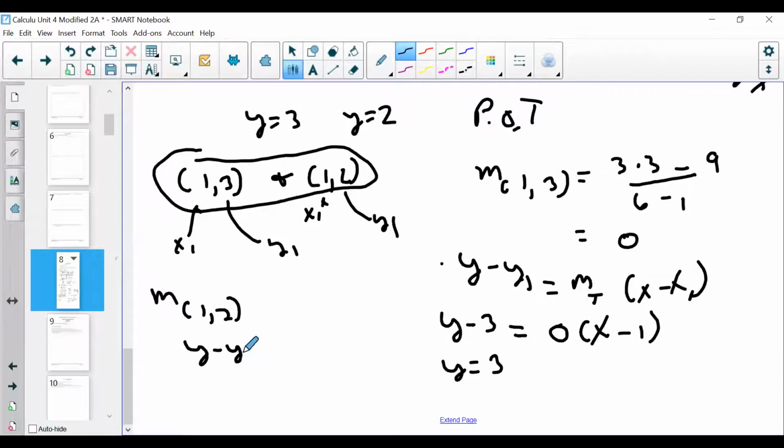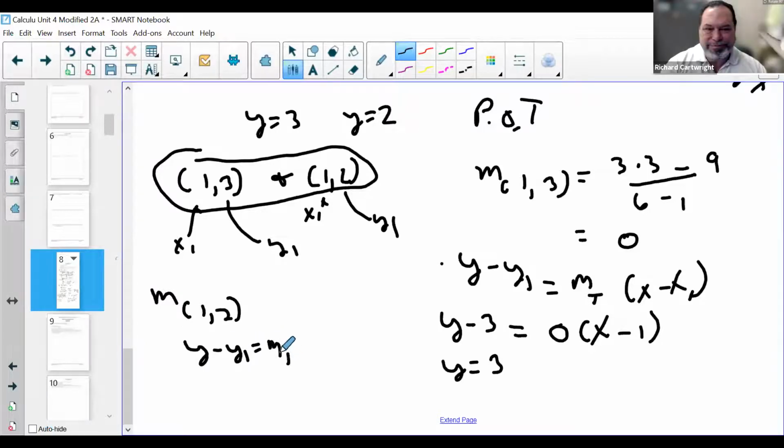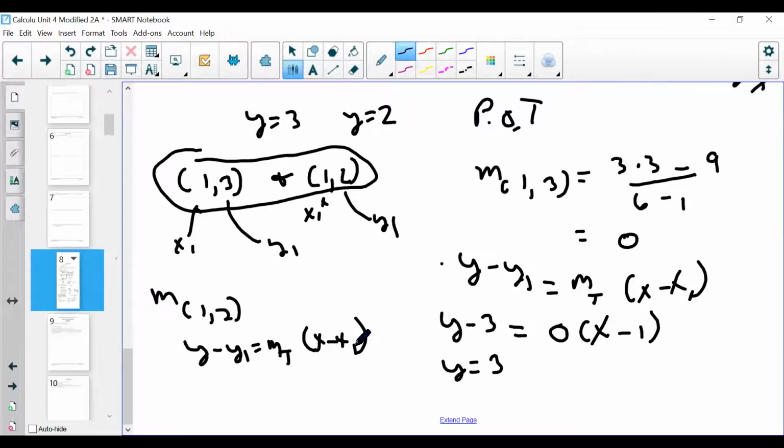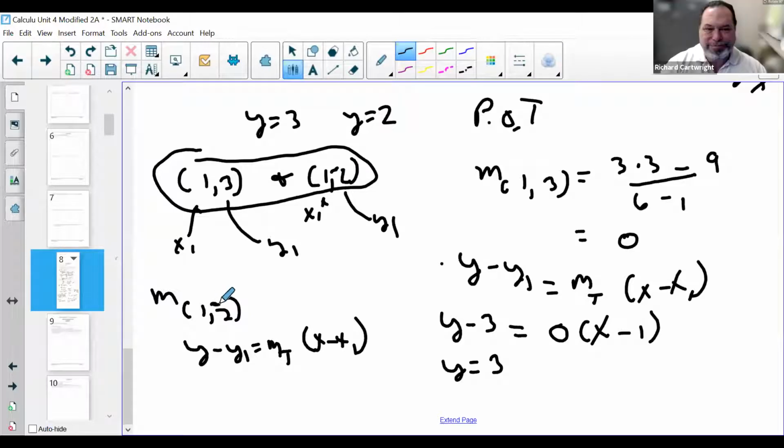y minus y1 equals the slope of tangency, which, by the way, is going to be different because we're going to be plugging in different x's and y's, times x minus x1. I think it's -2. Oh, you think so? Yes. I didn't write it up there then, did I? Thank you, though. You are a lifesaver.